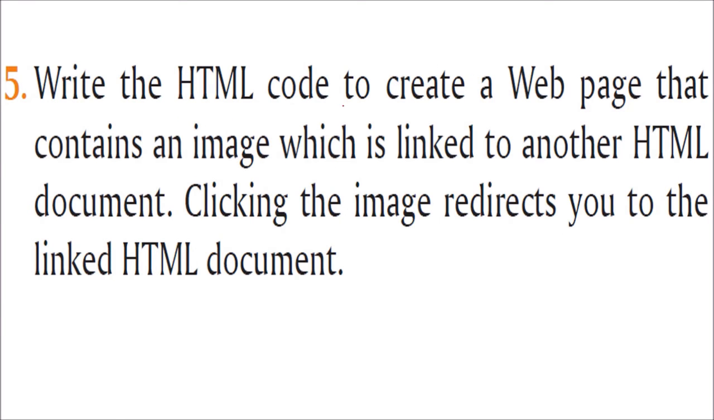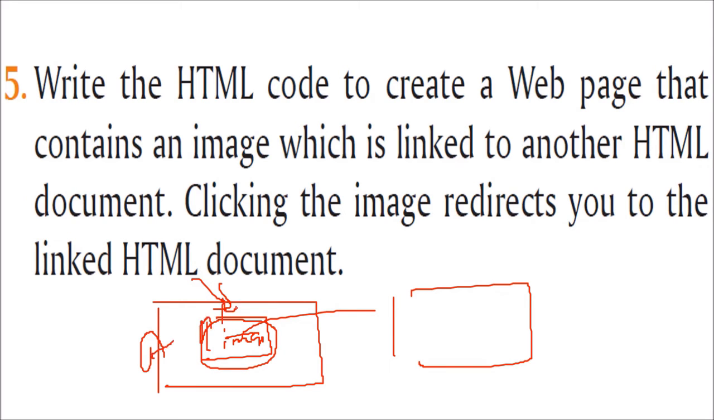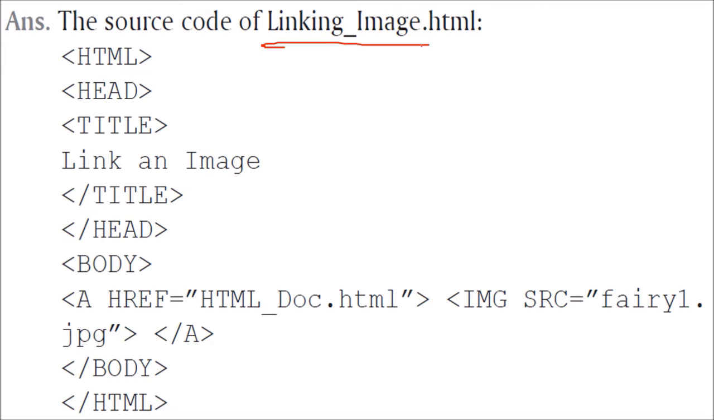Write the HTML code to create a web page that contains an image which is linked to another HTML document. Click the image, it redirects you to the linked HTML document. So here the question is, we have one web page and here we have an image. When you click this, it will take you to another web page. So we'll write the code of the first page and we'll give a hyperlink here. We'll use the anchor tag, and give href. In the href, the URL of this page is to be given. This page we will also make. So the first is linking, any name you can give. This is just for example. Some page you take, title you can give link and image.